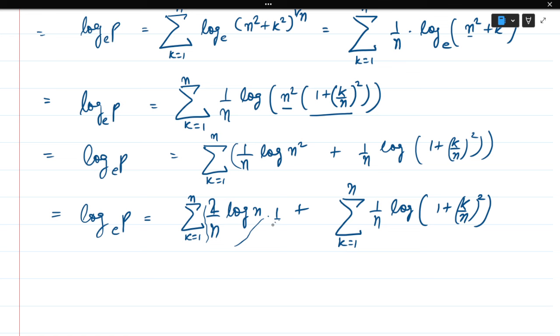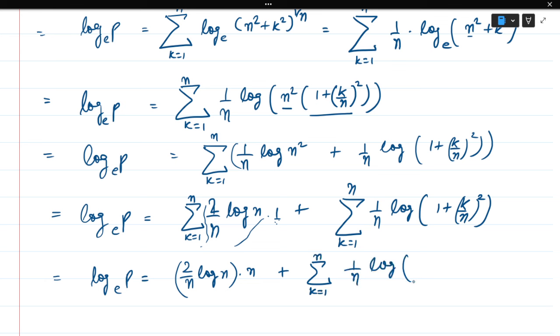So 1 will be the only term left on which the summation will be applied. If we add 1 up to n times, what do we get? 1 plus 1 up to n times is n itself. Therefore we get log P to the base e equal to 2 by n log n, which is a constant, so it will be taken out of the summation. Then the summation of 1 up to n times will be n. Then we get summation k equal to 1 to n of 1 by n log 1 plus k by n whole square. If we observe this, n gets cancelled out.